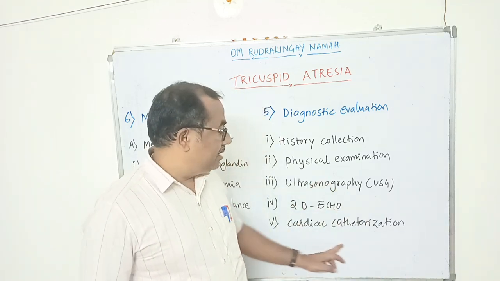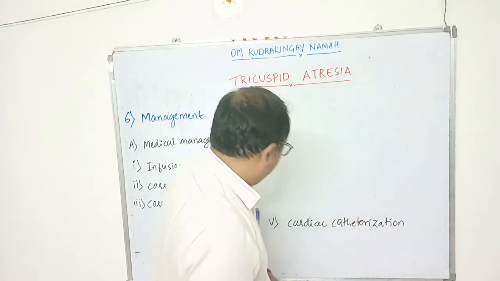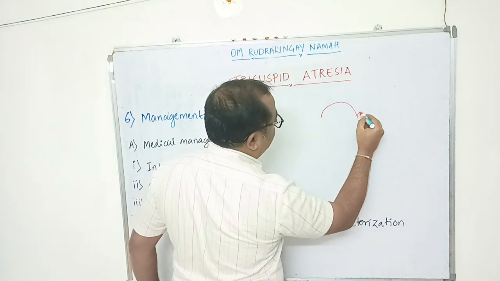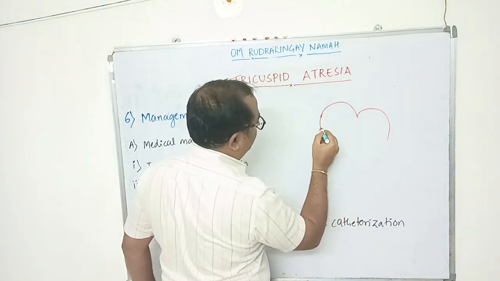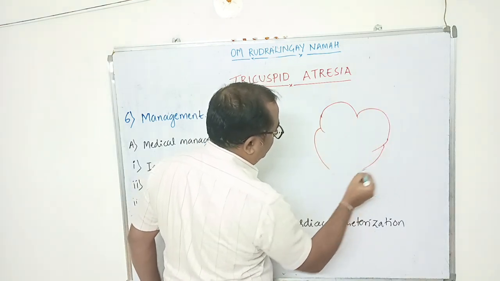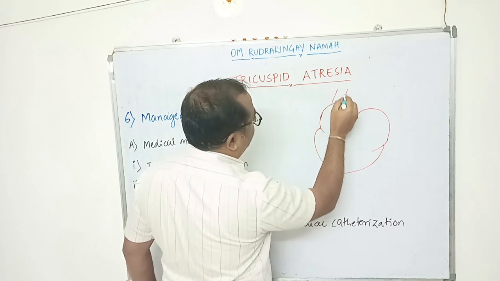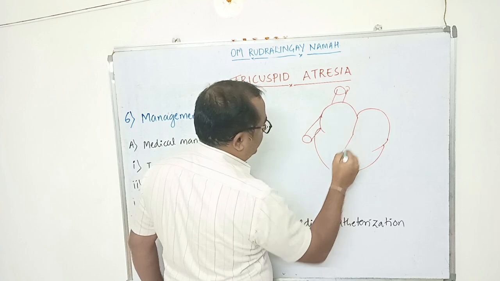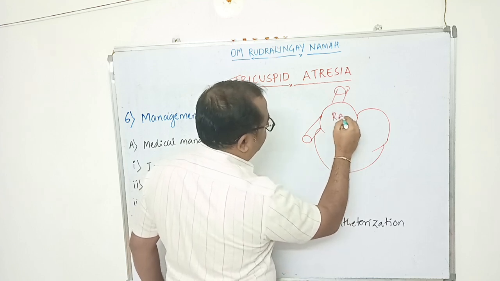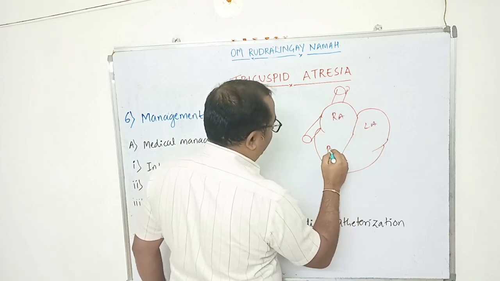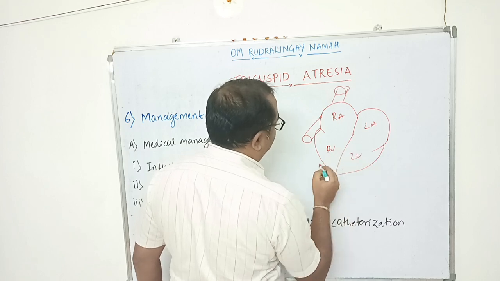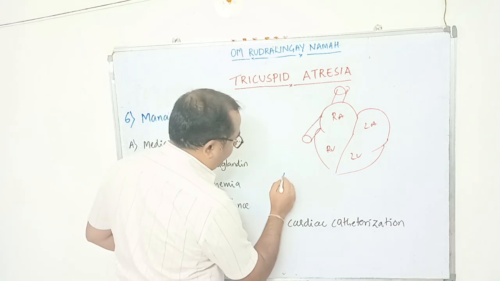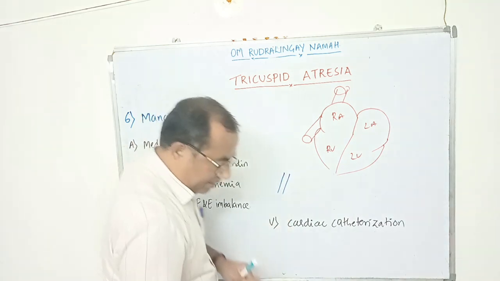Next one is cardiac catheterization. So what do we do here? This is the heart. This is the superior vena cava, this is the inferior vena cava. This is the right atrium, left atrium, right ventricle, left ventricle. Here a catheter is inserted. You can consider this a femoral vein.